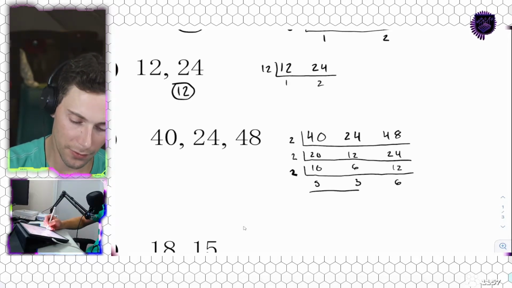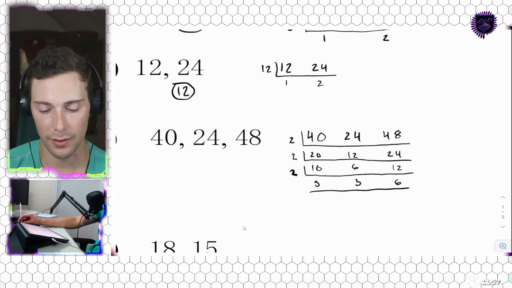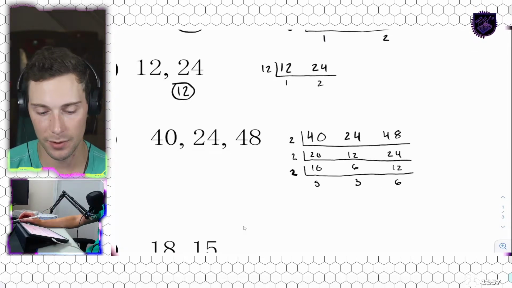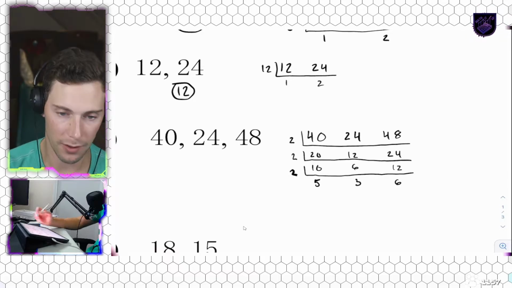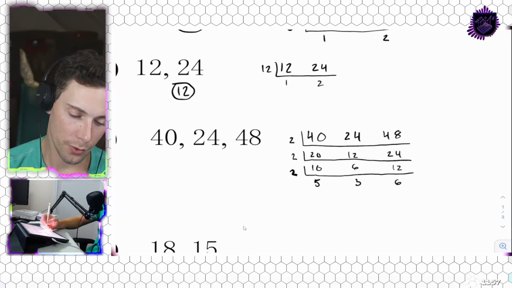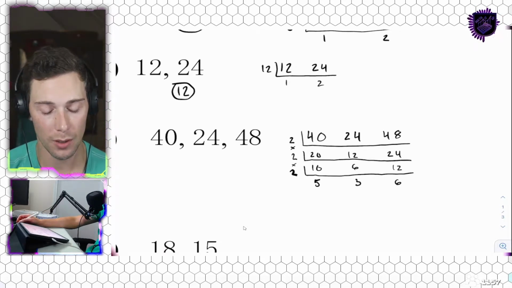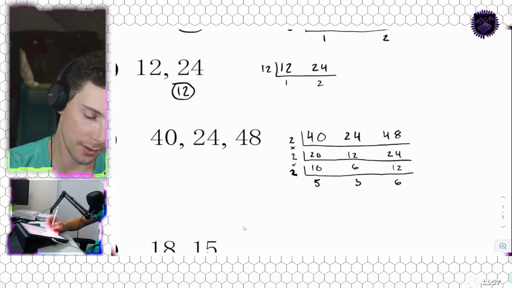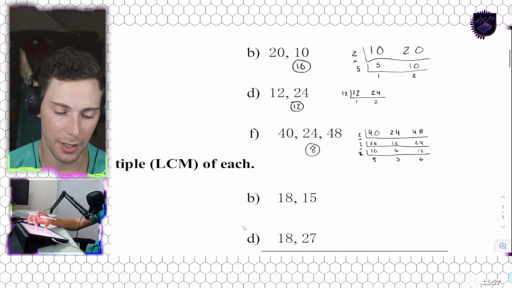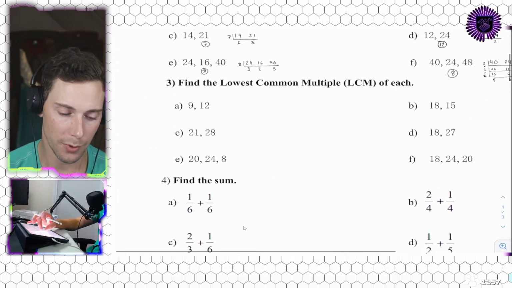Now, do all 3 numbers have a common factor? No, 3 and 6 do, but not all 3 numbers, because this is a 5, just an ugly 5 here. So we're going to go 2 times 2 times 2. 2 times 2 is 4, times 2 more is 8. Our greatest common factor is going to be 8. Again, you might have seen that right away if you know your timetable. Otherwise, go through the process.